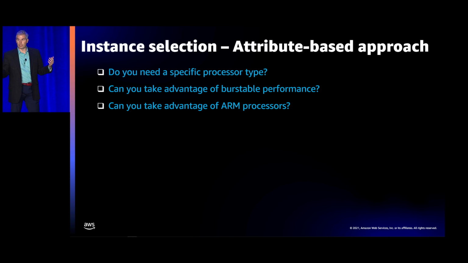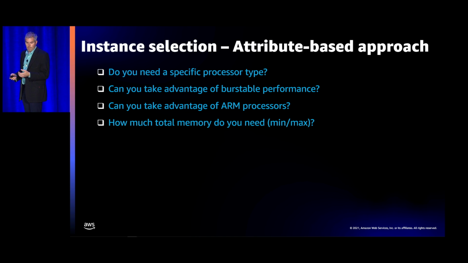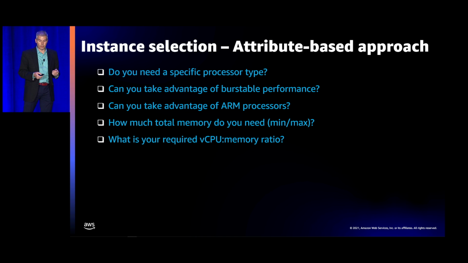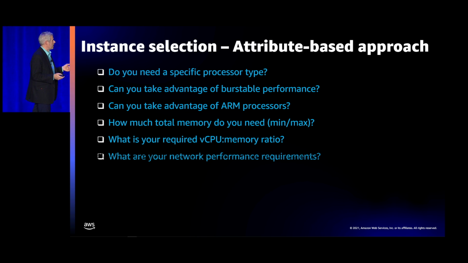Can you take advantage of ARM processors? I talked to you about the G3 that we just announced, and I also talked to you about the Graviton processor. Is that a possibility for you to take a look at? How much memory do you need? What is your memory to CPU ratio? You need to determine that as you take a look. I already spoke about my next item here. And then, what are the network performance requirements? So what are the EBS networking performance minimums that you have? Because we also offer a variety of the networking and EBS numbers as well.